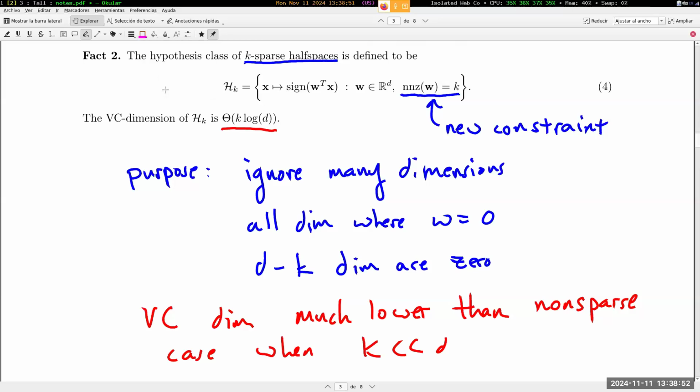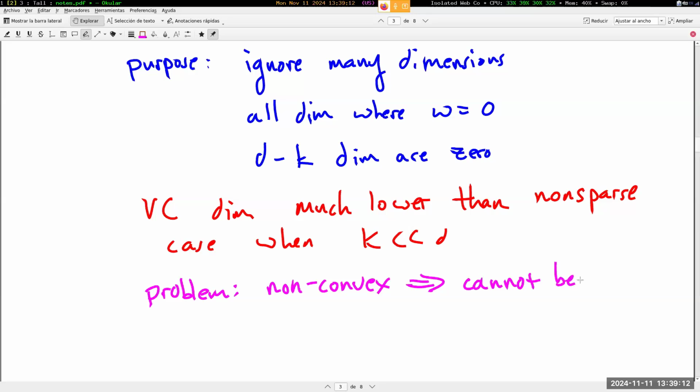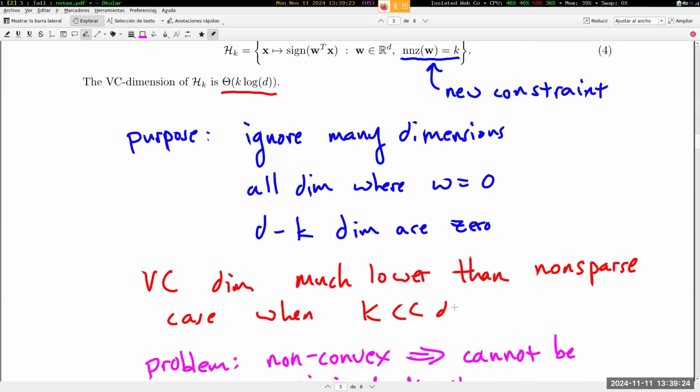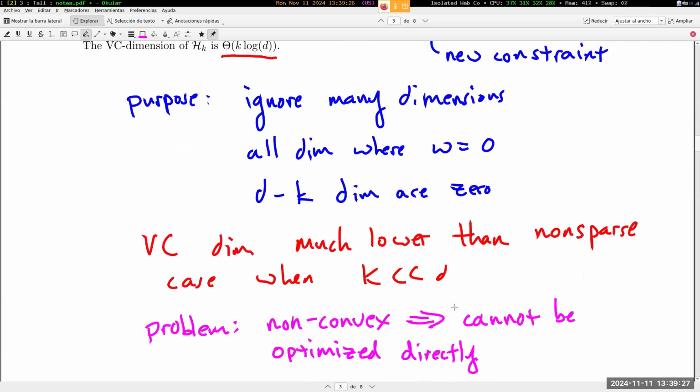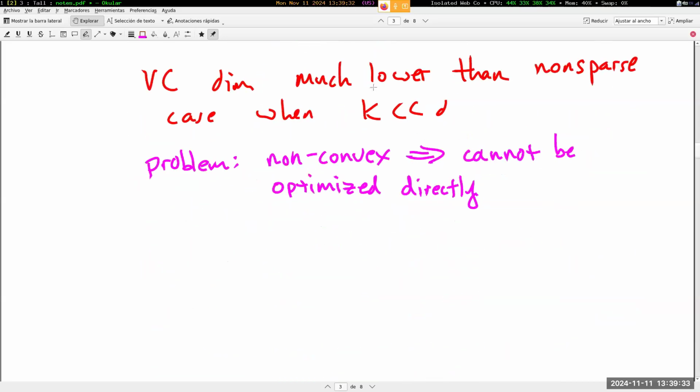So this is a very useful hypothesis class. The problem with this hypothesis class, though, is that it is non-convex, and so it cannot be optimized directly. Instead, when we are trying to learn something in this hypothesis class, we're going to use the standard half spaces hypothesis class plus L1 regularization.